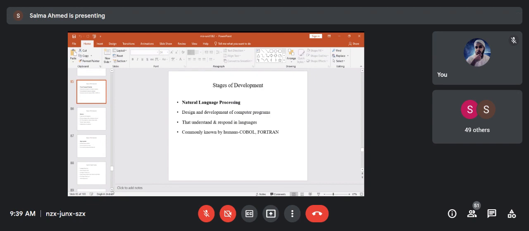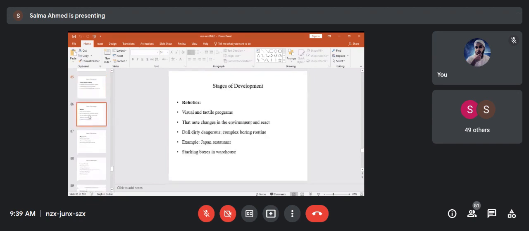Now, further development was robotics, which are basically visual and tactile programs. Visual means a program of sight. Tactile means a program of touch, which observe changes in the environment and react accordingly. So a visual program is a program of sight. They see some change in the environment and respond. A tactile program is a program of touch. You touch a particular point, so a reaction or response comes.